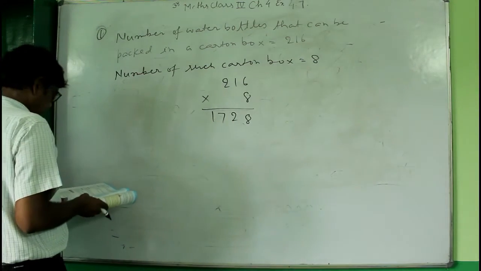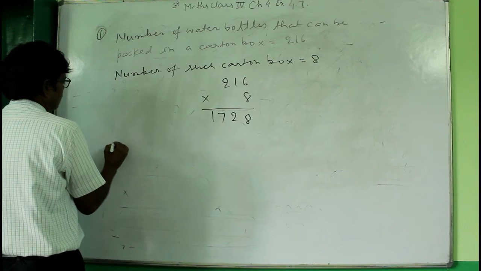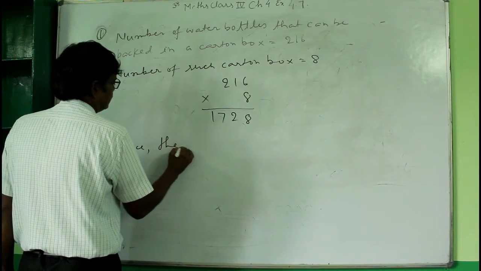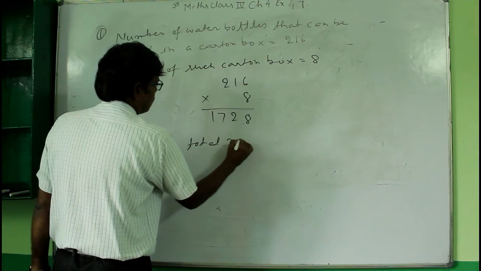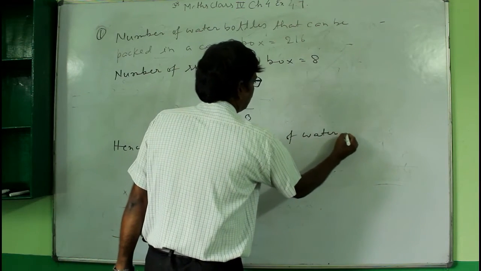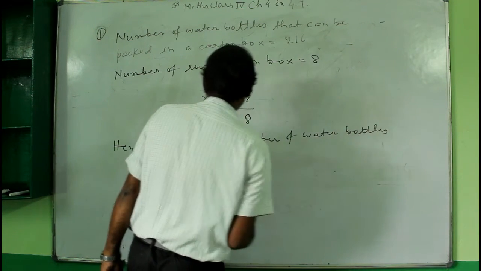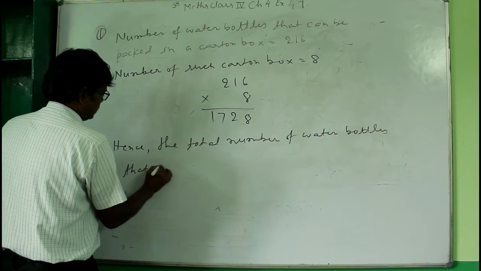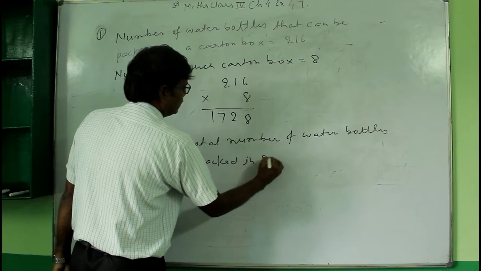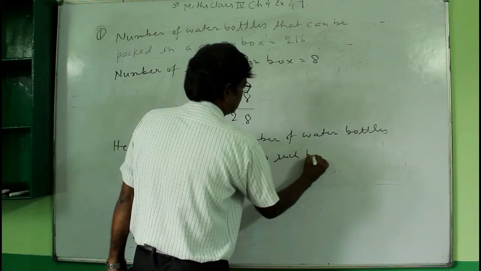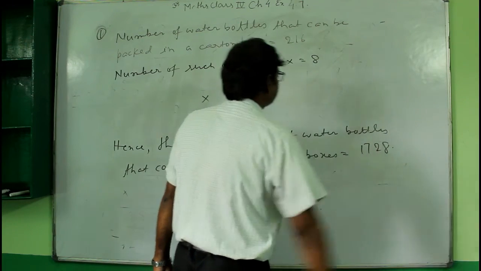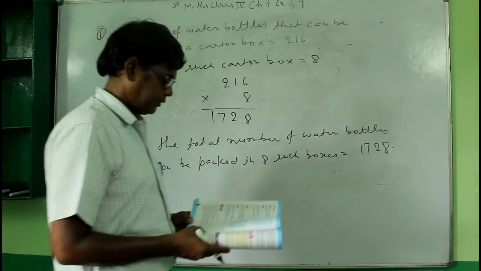So now here we will write that hence the total number of water bottles that can be packed in 8 such boxes equal to 1728. Okay, so this is the answer of this question.